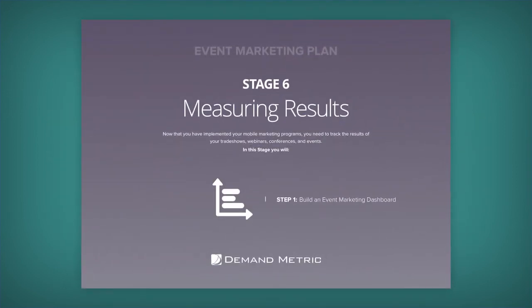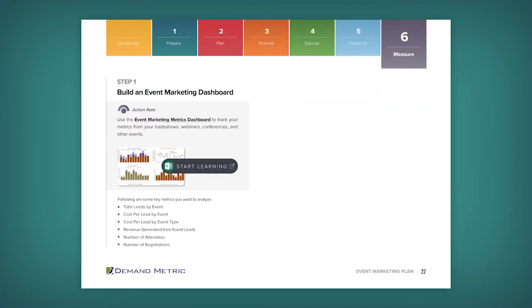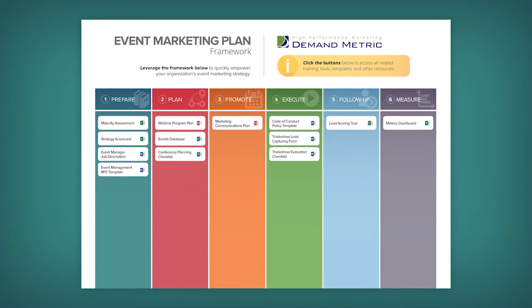Stage 6 is your last and final stage, and here we're going to be measuring results. And your one and only step here is to build an event marketing dashboard. Remember that you can access all these resources in a single page at the start of this guide and on its own with the Event Marketing Plan Framework.